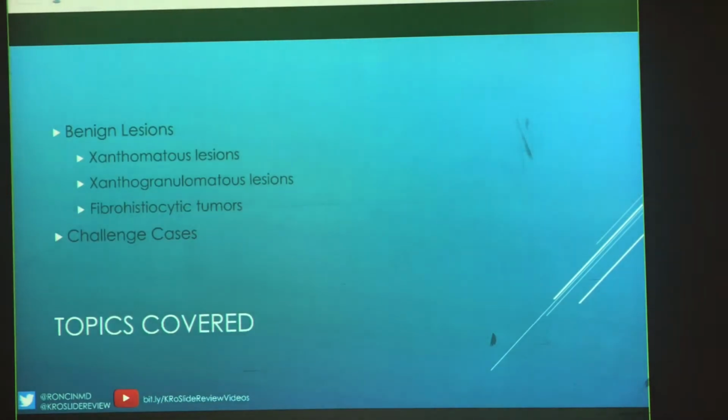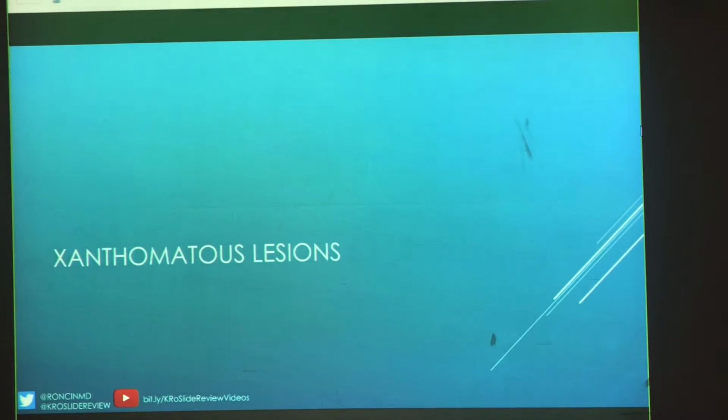So, okay, what are we going to look at? Well, inflammatory, so we're going to look at all benign things. So things that are xanthomatous, things that are xanthogranulomatous, and fibrohistiocytic tumors. A lot of these lesions look very similar clinically, they look very similar under the microscope, and some of them just sound very similar. So we want to explore some of this, and let's get started with xanthomatous lesions.